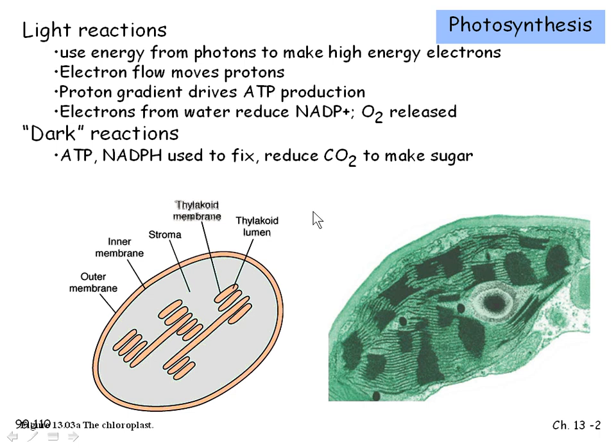When we talk about photosynthesis, we divide it, broadly speaking, into two groups of reactions. We talk about the light reactions, which can only happen in the light, and the dark reactions that can happen in the dark, although in many plants they're also happening during the light. The light reactions capture energy from photons and use it to make high energy electrons. Then we're going to see electron flow move protons in a way very similar to the way electron flow moved protons in the mitochondria. Those protons build up as a gradient, and the proton gradient will drive ATP synthesis, a lot like the mitochondria.